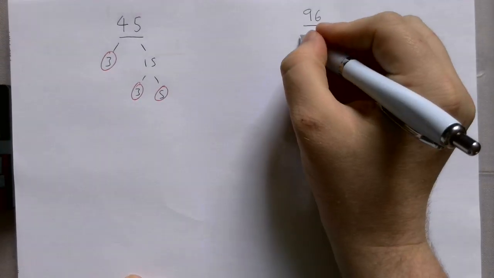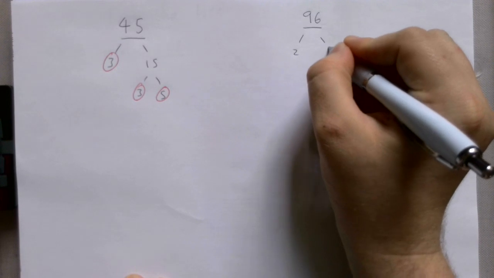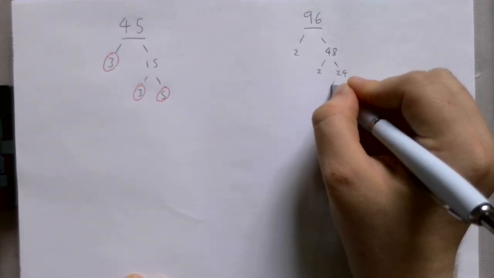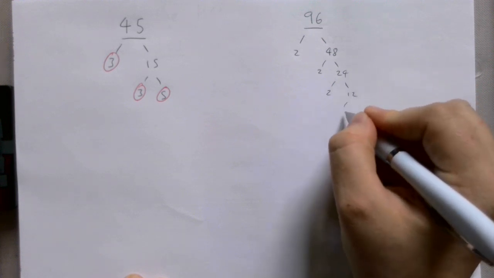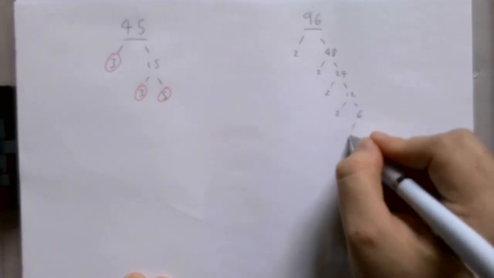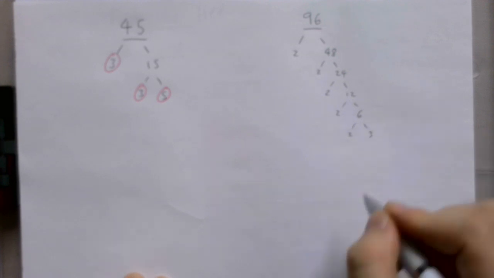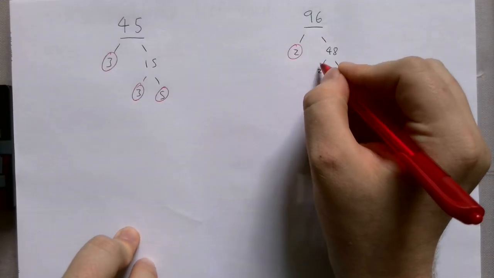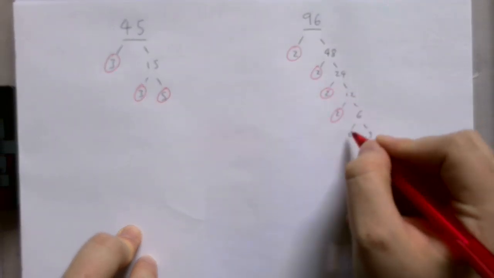And then 96, it's even, we can divide by 2 and get 48. 48 divided by 2 is 24. 24 divided by 2 is 12. 12 divided by 2 is 6. And 6 divided by 2 is 3. So we've got a lot of 2's in that one.